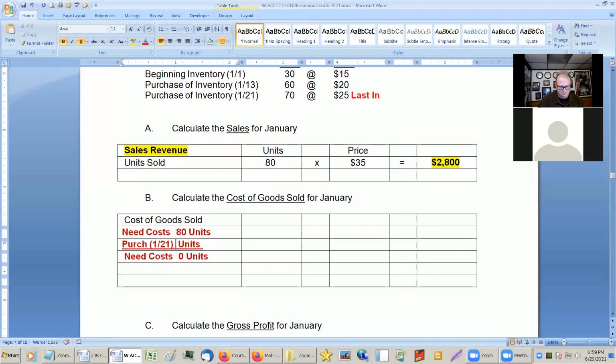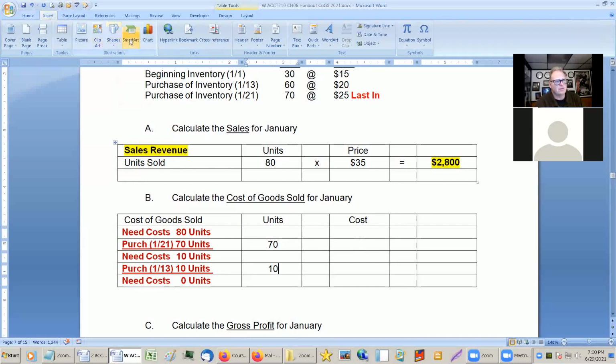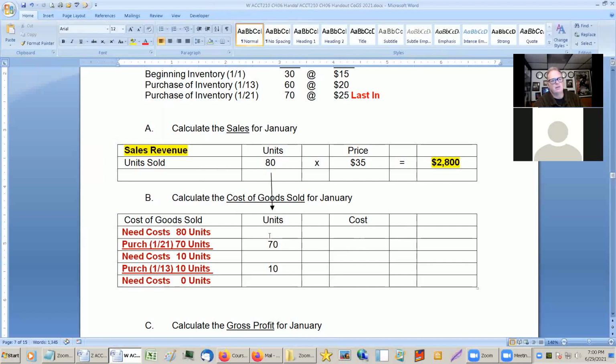So we'll get 70 units from the 21st. We still need 10. And so our per... All right, so we got 70 from here, 10 from here, and again, these have to be the same. You know, get up to 80 in total.